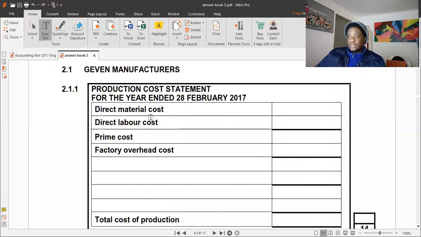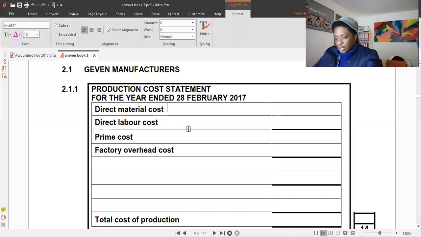So for direct material, we're first going to have 1,050,000. Then we make the adjustment and include the amount that was paid to transport raw materials. The answer you're going to get is 1,152,000. All right, cool. So we're done with the direct material cost.